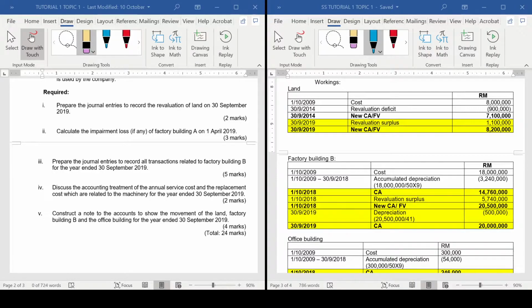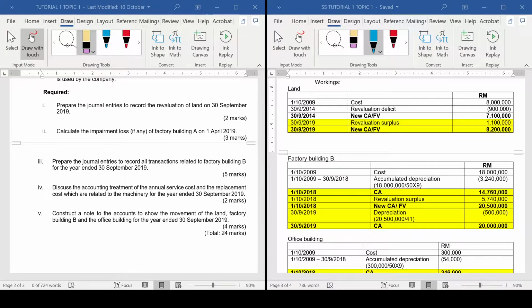Alright, so we have come to the last question or requirement in tutorial 1 topic 1, which is to construct a notes to the account to show the movement of land, factory building B and the office building for year ended 30th September 2019. Alright, so notes to the account for PPE is basically notes to PPE, where we are going to show what are the reasons for the change in the carrying amount at the beginning of the year and at the end of the year.